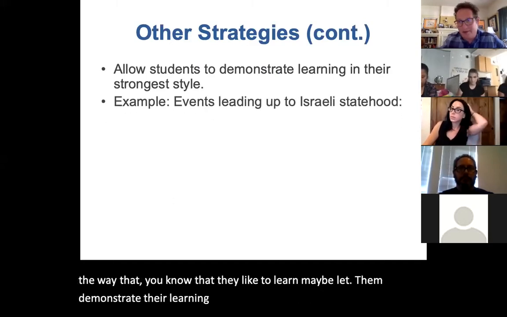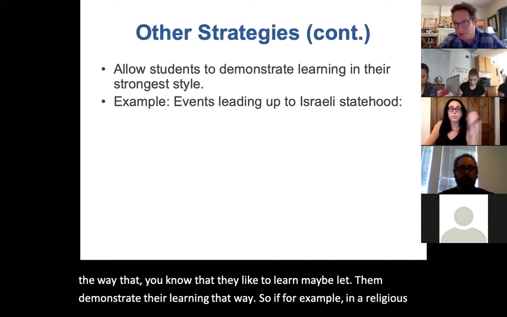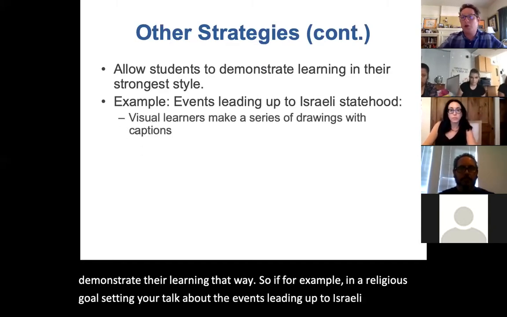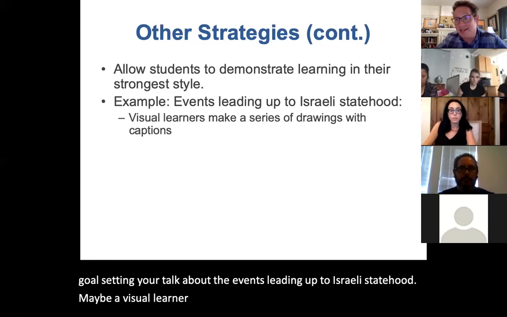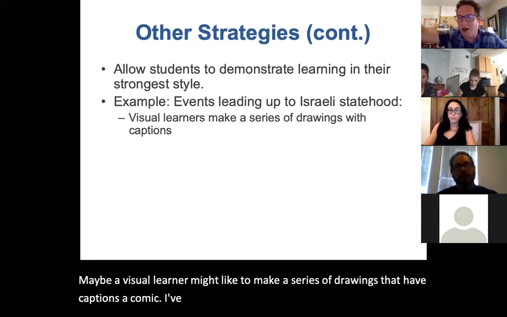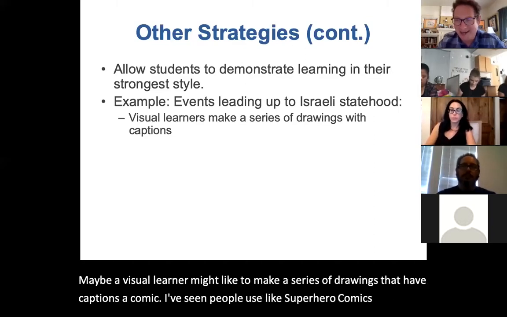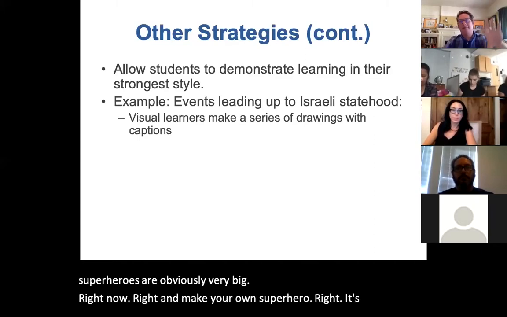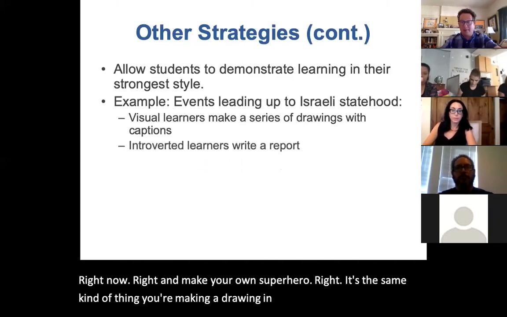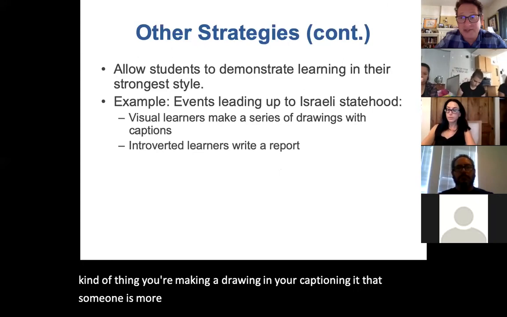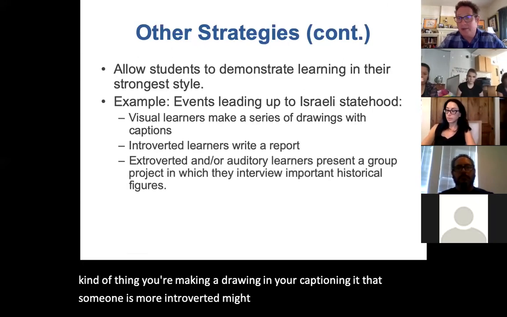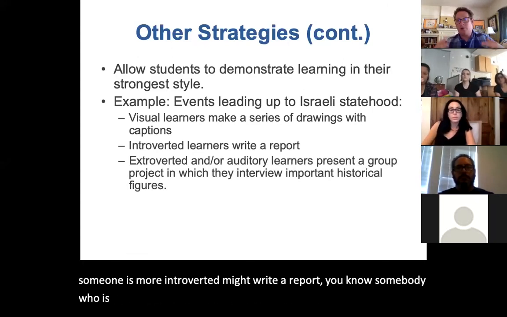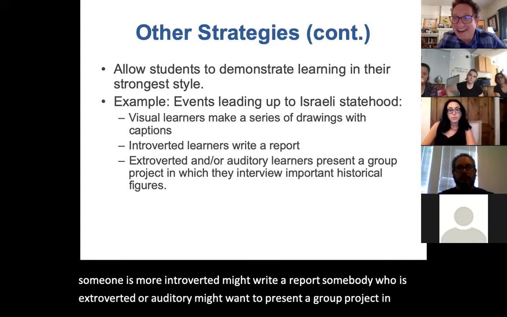So if, for example, in a religious school setting, you're talking about the events leading up to Israeli statehood, maybe a visual learner might like to make a series of drawings that have captions, a comic, right? I've seen people use superhero comics. Superheroes are obviously very big right now, right? And make your own superhero, right? It's the same kind of thing. You're making a drawing and you're captioning it. Someone who's more introverted might write a report. Somebody who is extroverted or auditory might want to present a group project in which they're interviewing people, right?